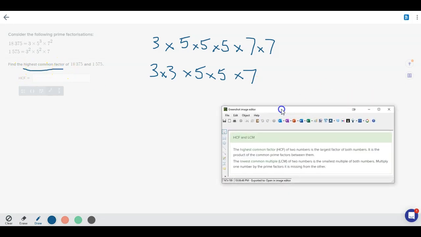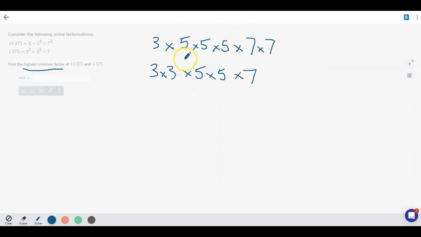And again, we know that we can find that by finding the product of the common prime factors if you have a set of prime factors like this. So just like the last question, I can now go through and do it. I've got a 3 in the top one and a 3 in the bottom one. So I have a 3 here. And I'm just going to write HCF here equals, all right.